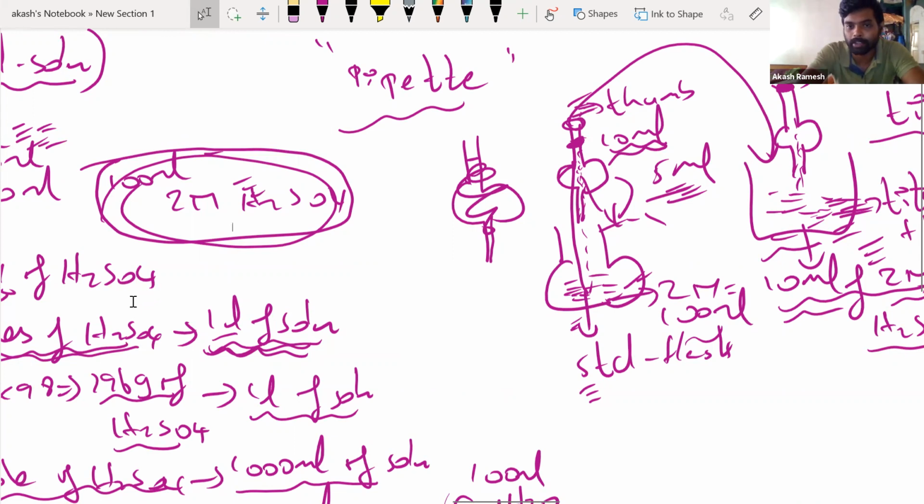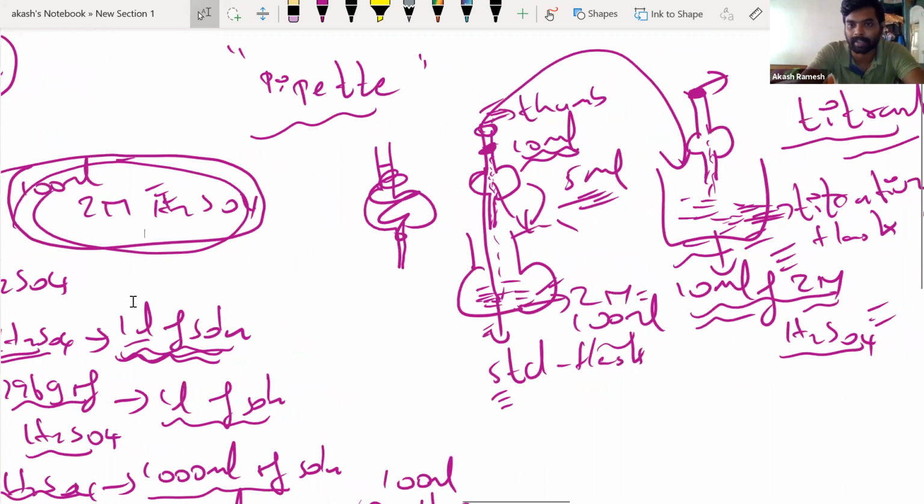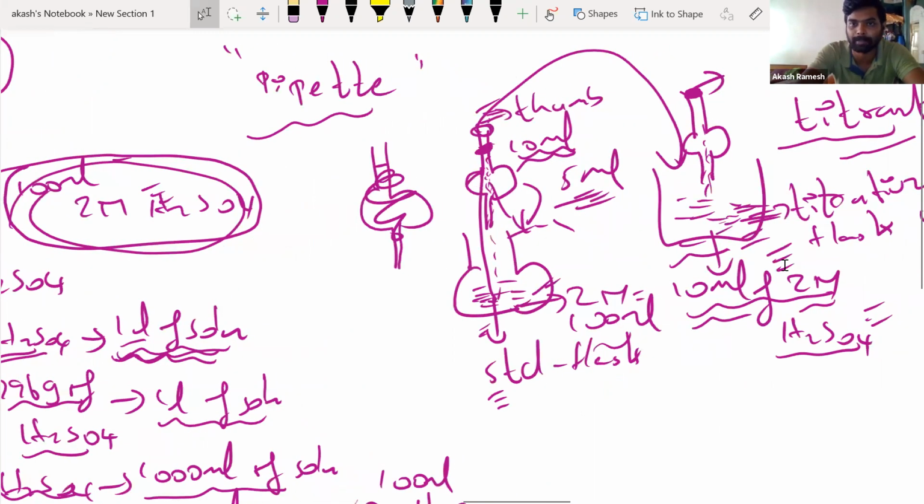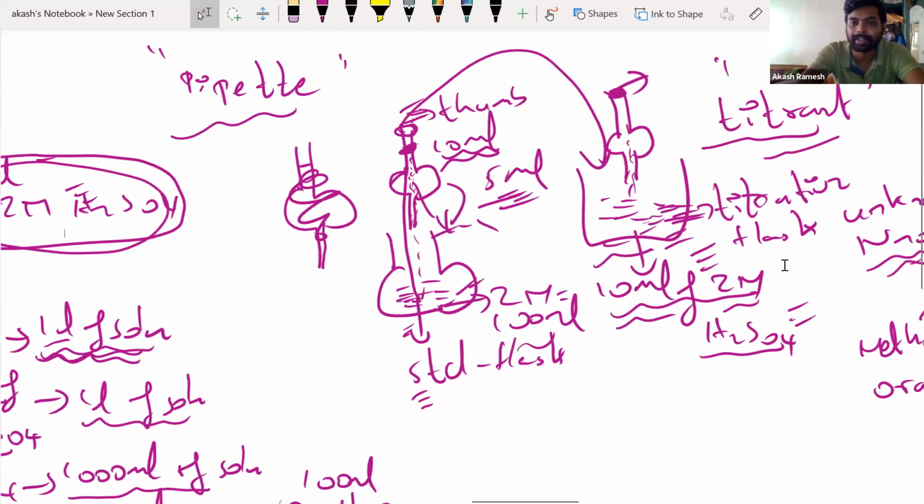You insert this pipette into the standard flask, then you put your mouth on the first opening and you suck until the solution rises up to the marking level, that is 10 ml. Once it rises, you have to close it correctly with the thumb so that the solution will not go out. You hold the thumb and put it in the titration flask. You open the thumb and all the solution goes into the titration flask.